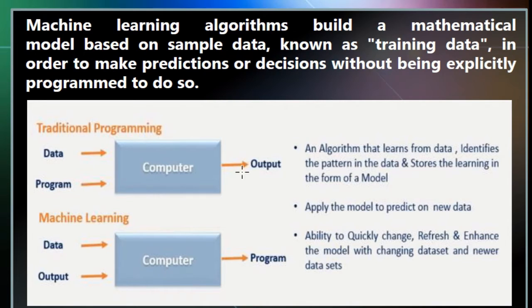Now, in traditional programming, we send the data and program to the computer and we receive the output. In machine learning, we send the data and output and we get the program. So the machine works out what we have to get. The program is being made by the machine, whereas in traditional programming, the program is written by the user.